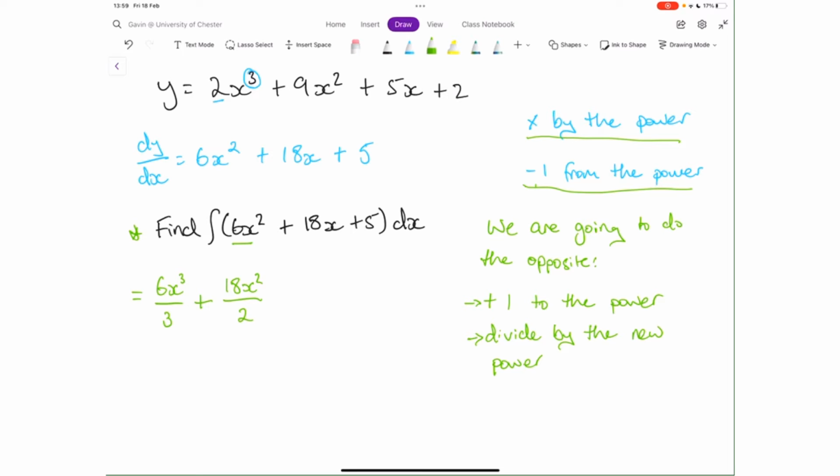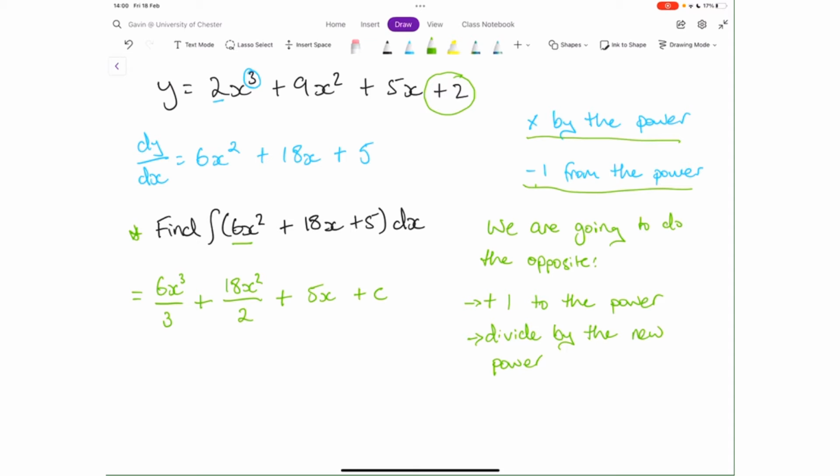And I've got plus 5 in my expression up here, so to integrate that, I need to add 1 to the power. Of course, that is 5x to the 0, so that becomes 5x to the 1. And I don't need to divide it by 1. And I'm going to add my constant of integration at the end here. Now, in this one, we know that that constant was plus 2. But unless the question specifically asks us, we don't need to do anything about that. So we usually just write plus c.